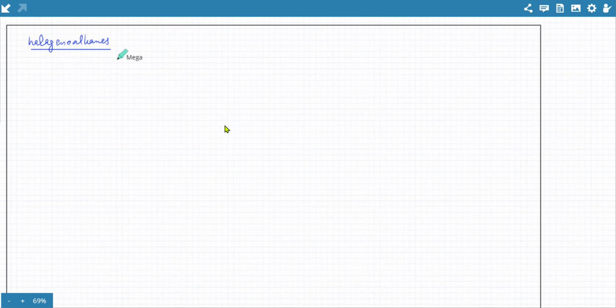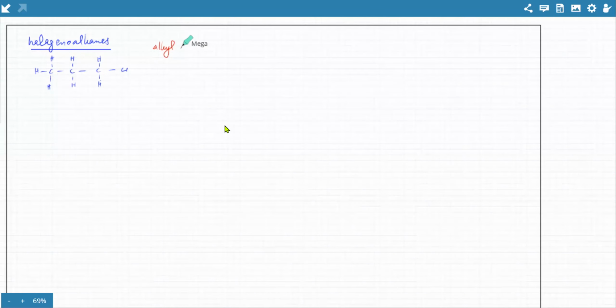What are halogenoalkanes? Halogenoalkanes are any alkane type compound, or any alkyl chain, any carbon chain that has a halogen in it. So it could be Cl, Br, I, or in rare circumstances, astatine. So it's alkyl chain or carbon chain plus halogen: fluorine, chlorine, bromine, and iodine.